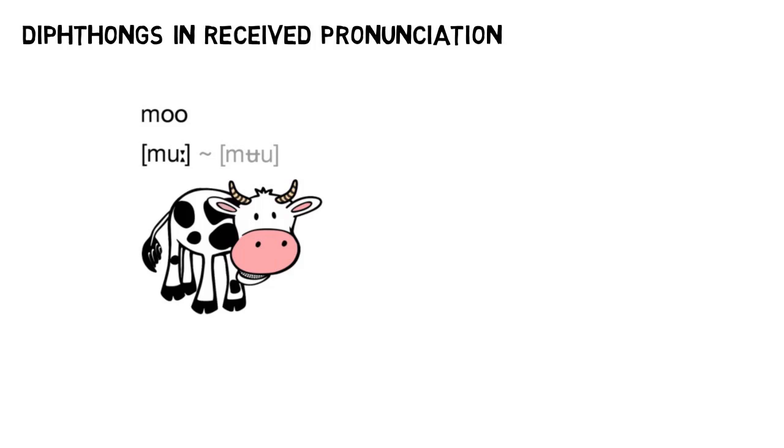But since it's not a symbol you're going to see in any dictionary, I'm going to stick to the standard way of transcribing this vowel as a long version of oo. And I just want you to be aware that the first instant of that vowel has a tongue position that's slightly further forward than the final ending position.